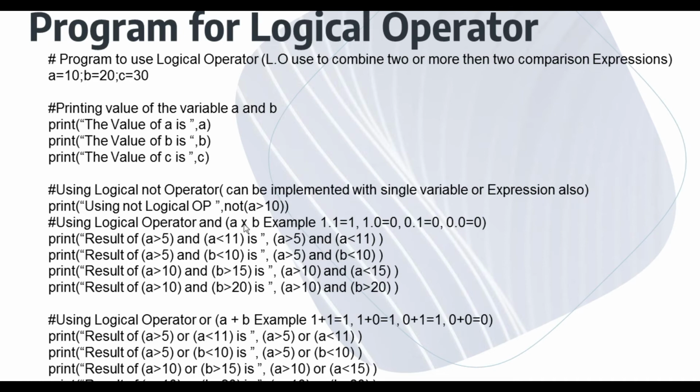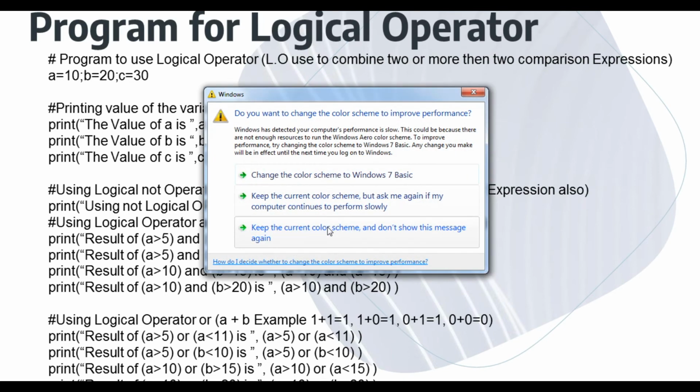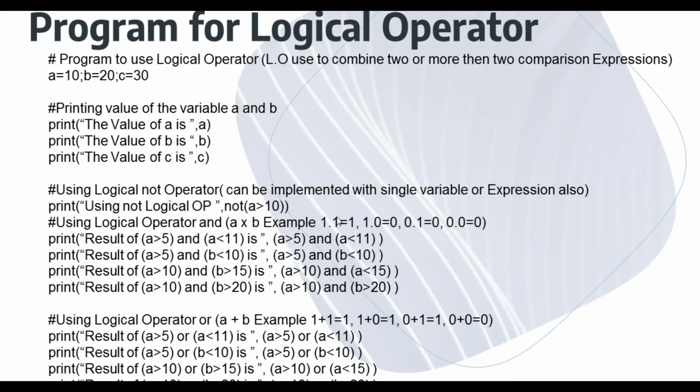First of all, we will see this particular example, A into B, that means and. If both are 1, then the output will be 1, otherwise it will always produce the result 0. You can see that 1 into 0 is 0, 0 into 1 is 0, 0 into 0 is 0. So it will produce true only when both comparison expressions are true. 1 and 1 will be true.